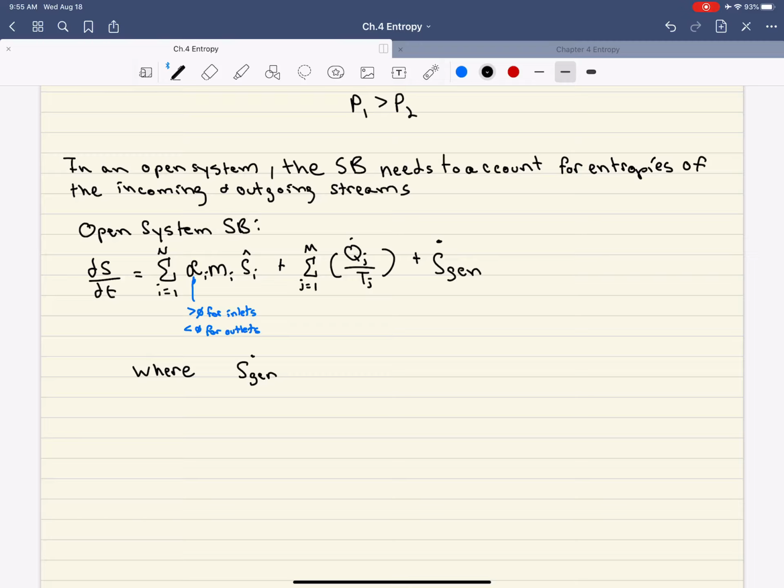Okay? And we have to remember that Sgen, its value is going to depend on what type of process we're dealing with. So it could be greater than 0 for an irreversible process. It could be equal to 0 for a reversible process. And it will be less than 0 only if the process we're discussing is not physically possible.